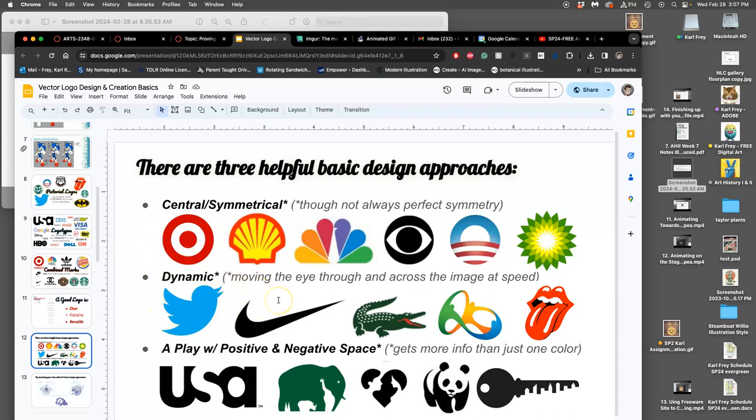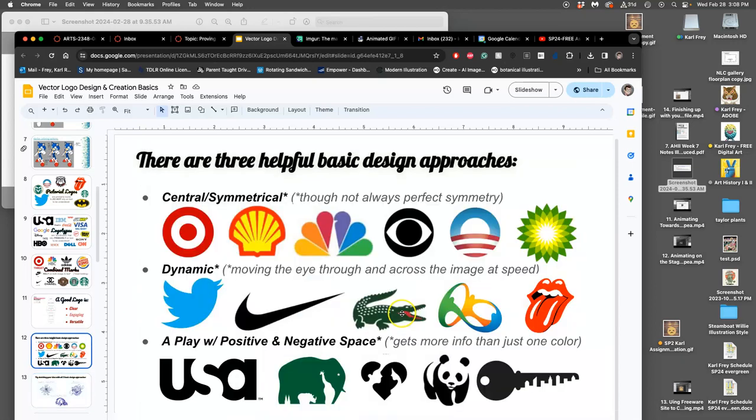The second approach you're going to sketch is dynamic. Dynamic is kind of, in many ways, the opposite of central symmetrical. The eye is not meant to get stuck in the middle of it like a target. It's meant to flow across it. And it usually does that at speed. So you want to avoid horizontals and verticals. You want to prioritize diagonals and curves. So we have some examples of dynamic logos.